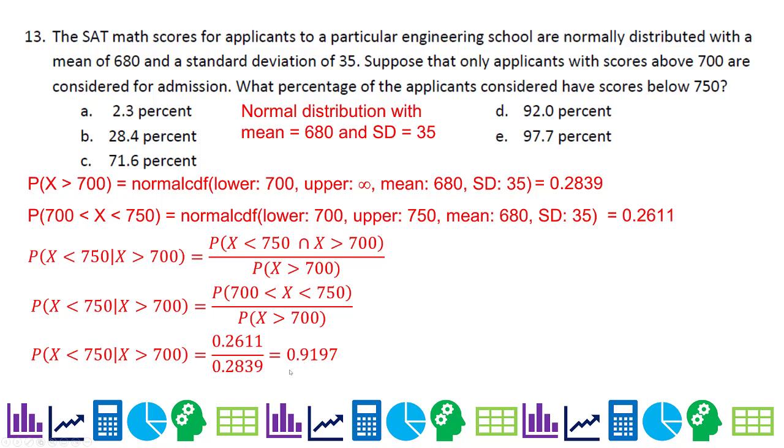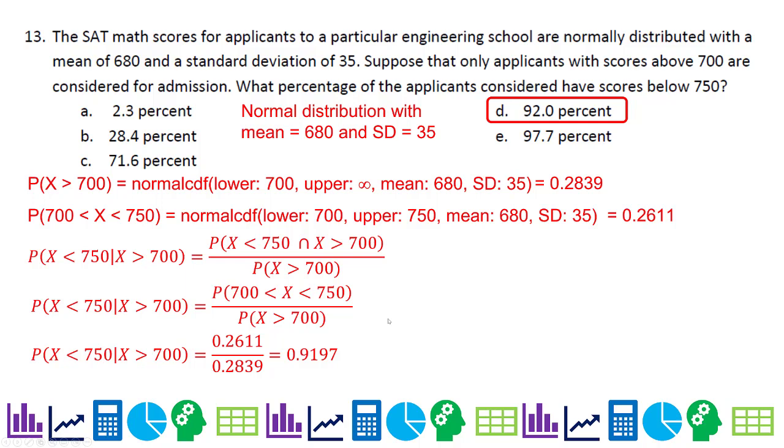Hint, if you get an answer bigger than 1 here, odds are you made an error because we don't have probabilities greater than 1. So make sure, it might be tempting to go 0.2839 over 0.2611, but in reality, it is much easier to just go ahead and make sure that this is always less than 1, or at least not greater than 1.